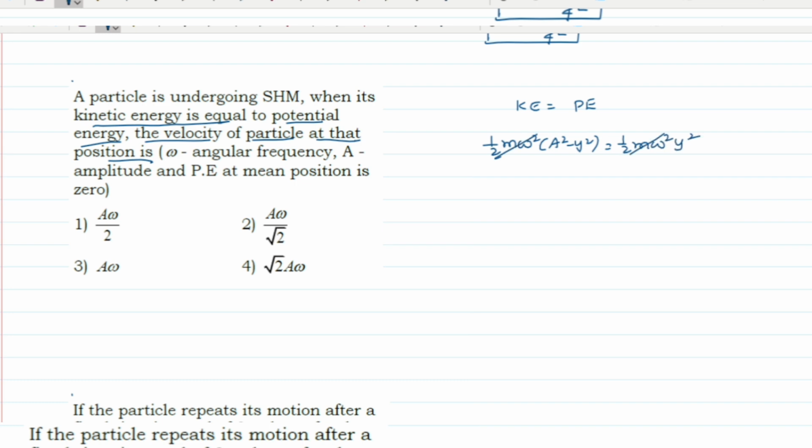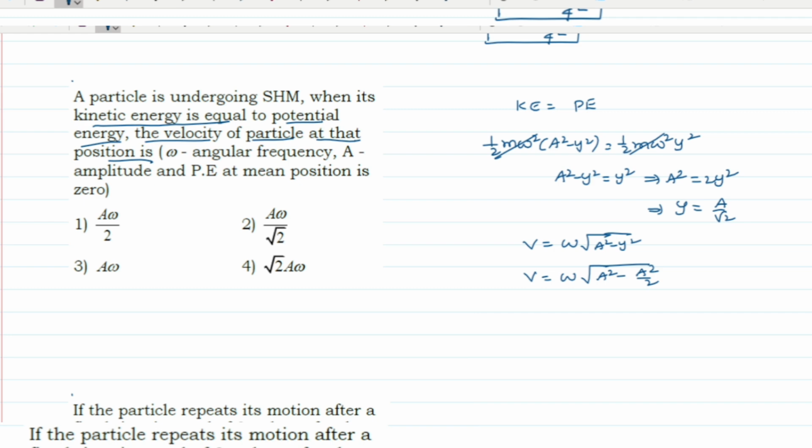Here we have already calculated this equation. a square minus y square equals y square, which gives a square equals 2y square. Then the y value will be a by root 2. So they are asking the velocity of the particle at this displacement. The velocity formula for a given displacement in simple harmonic motion is v equals omega into the square root of (a square minus y square).